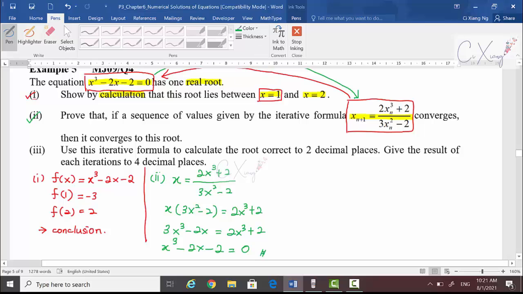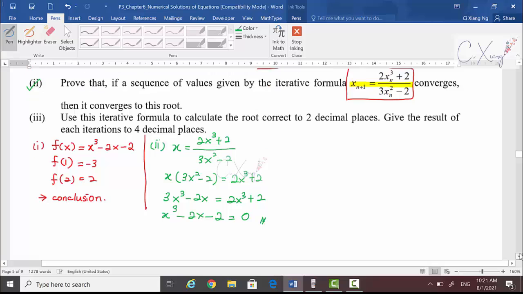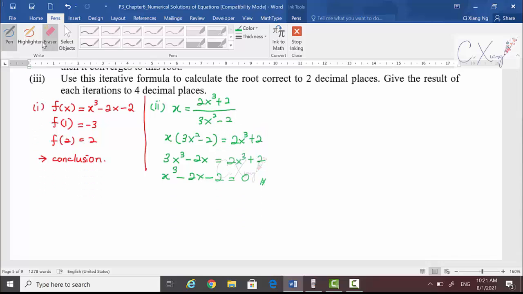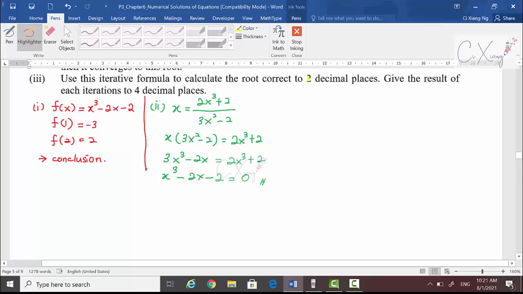And the third part now, we come to the main point. They want you to use the iteration formula to calculate the root correct to 2 decimal places. And after that, give the result of each iteration to 4 decimal places. So for your final answer, they want you to use the iteration formula to get the root now.